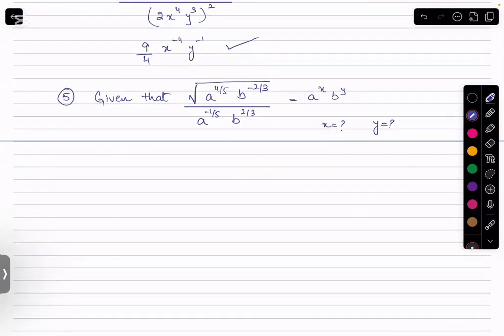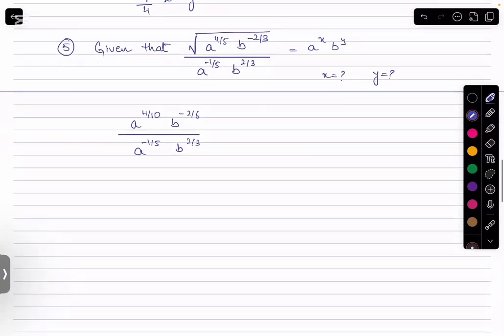So what should I write? You start giving me the solution. So what should I write for a in the numerator? A to the power 4/10, which will reduce to 2/5. चलें, 4/10 पहले लिख लेते हैं, और b के लिए -2/6. चलें, divided by the same a to the power 1/5 and b to the power 2/3, correct?